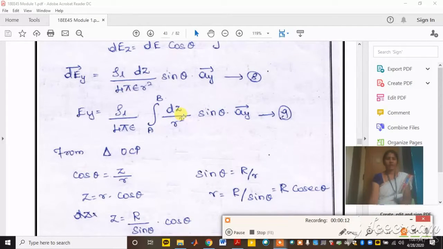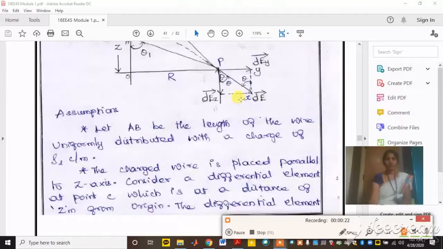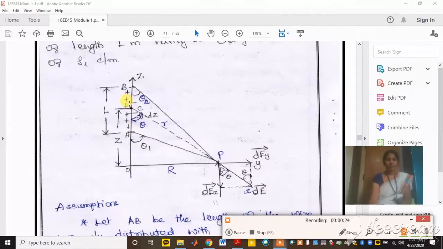We need to identify what is the value of dz and what is the value of r. Why we need to identify dz and r means, in the diagram shown, if you are changing the point C somewhere here or here or here, the value of r is going to change. Proportional to that, the value of theta is also going to change and the value of z is also going to change. If you place the C point here, the value of z is going to be from here to here.